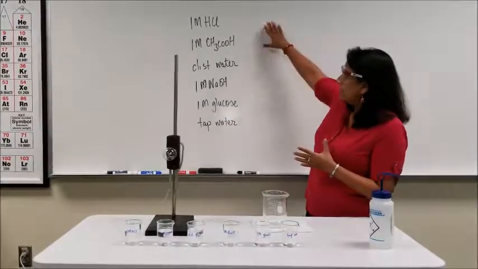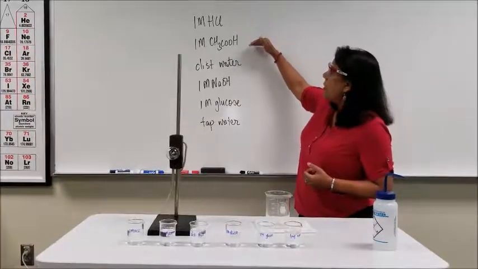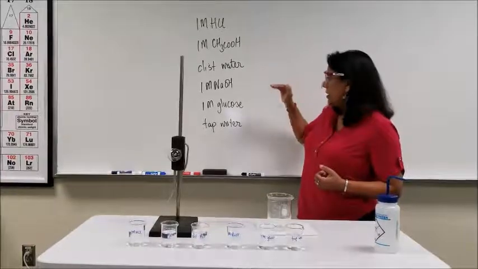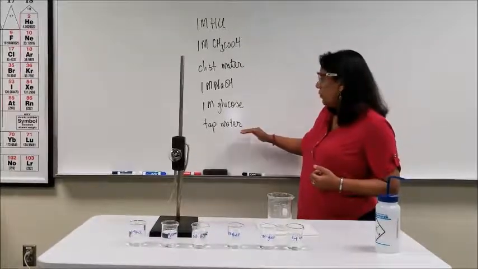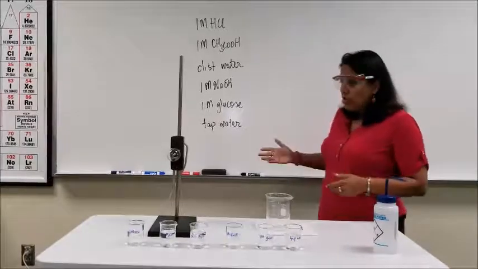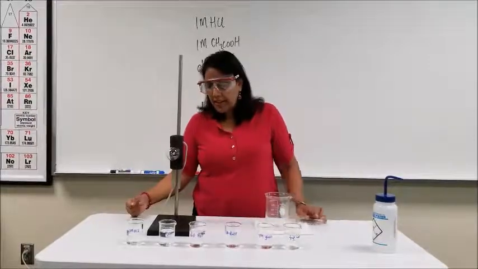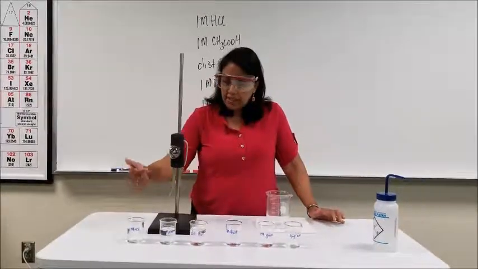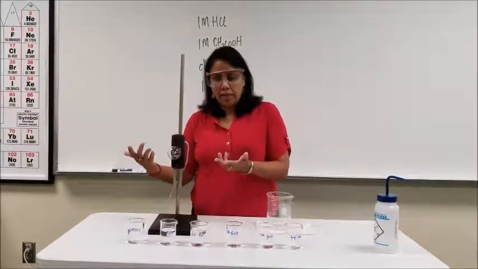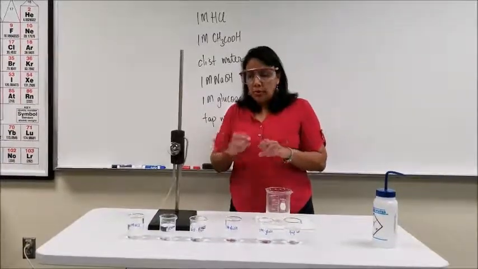So these are the chemicals we will be working with. I have 1 molar hydrochloric acid, 1 molar acetic acid, distilled water, 1 molar sodium hydroxide, 1 molar glucose, and we will also test tap water and see if there are any electrolytes in tap water. The contraption you need for this is something like this, where you have a bulb with electrodes in there, and the electrodes will be dipped in each of the solutions, and then you can see how the light lights up.